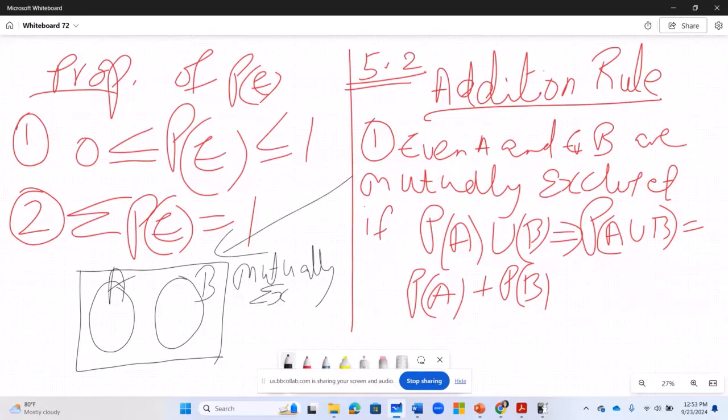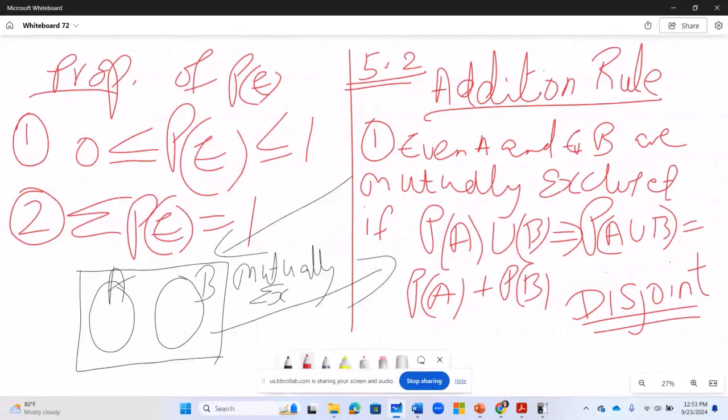Statistically, in probability, if two events are mutually exclusive, they cannot happen at the same time. One of the probability rules, called the addition rule, says they are mutually exclusive. Another name is disjoint. If two events are mutually exclusive, they are disjoint. So this is rule number 1.